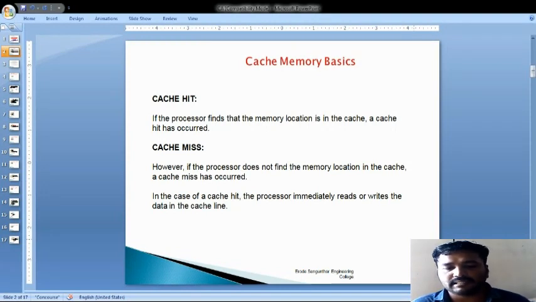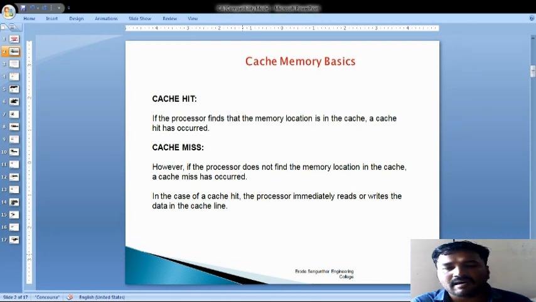Let us have a look at the basic cache memory terms in terms of performance. The first one is cache hit, the second one is cache miss. If the processor finds the memory location in the cache memory, a cache hit has occurred. Suppose I request a processor to find a particular file, whether it is present in the system or not.